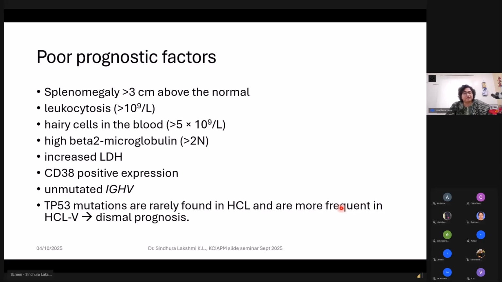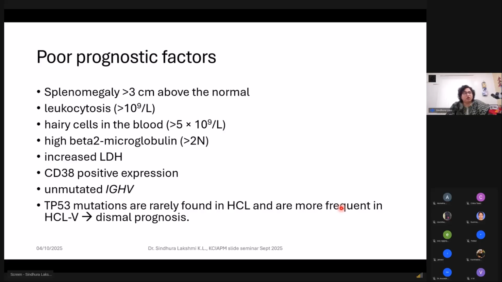Splenomegaly more than 3 centimeters. Hyperleukocytosis. Generally, these patients present with leukopenia, but if there is, sorry, the number is missing here, more than 100,000 per microliter, it's actually leukocytosis. Hairy cells in the peripheral blood, high beta 2 microglobulin, increased LDH, CD38 positivity. These are all poor prognostic factors.